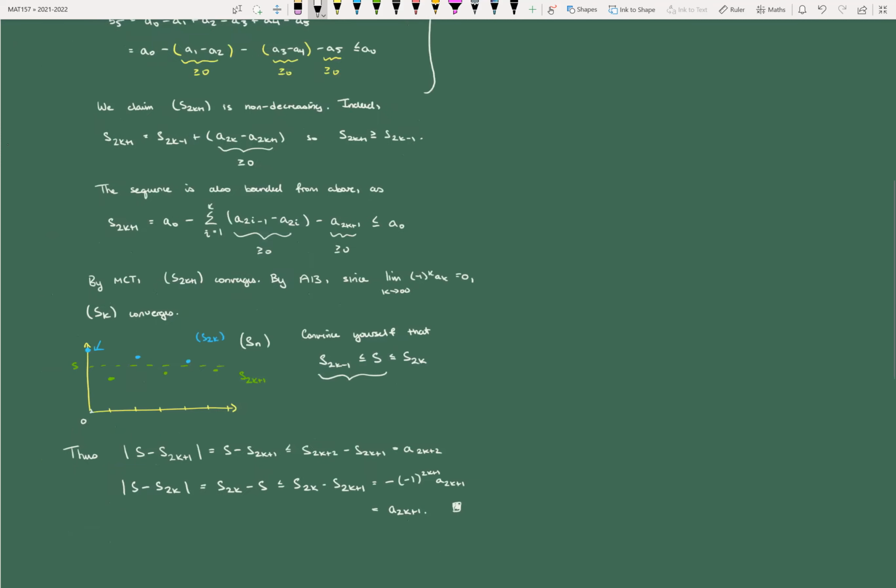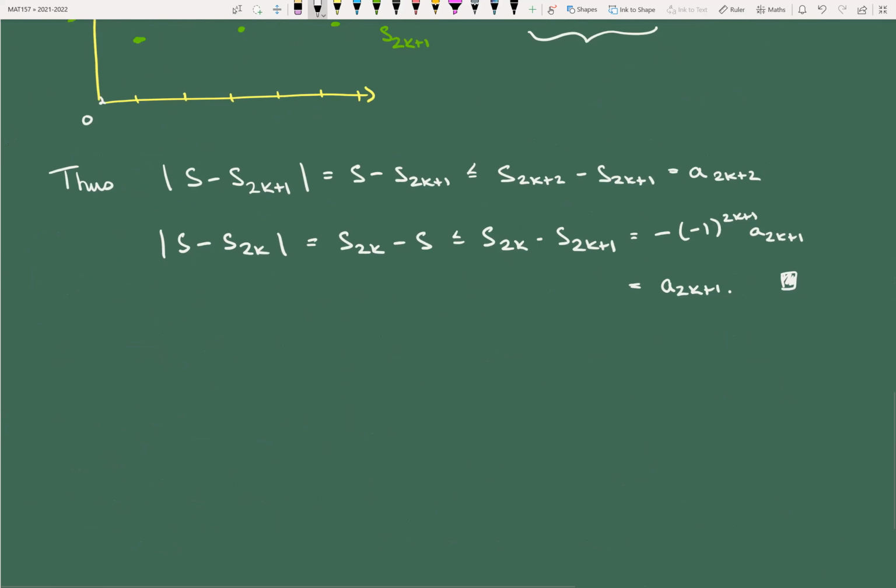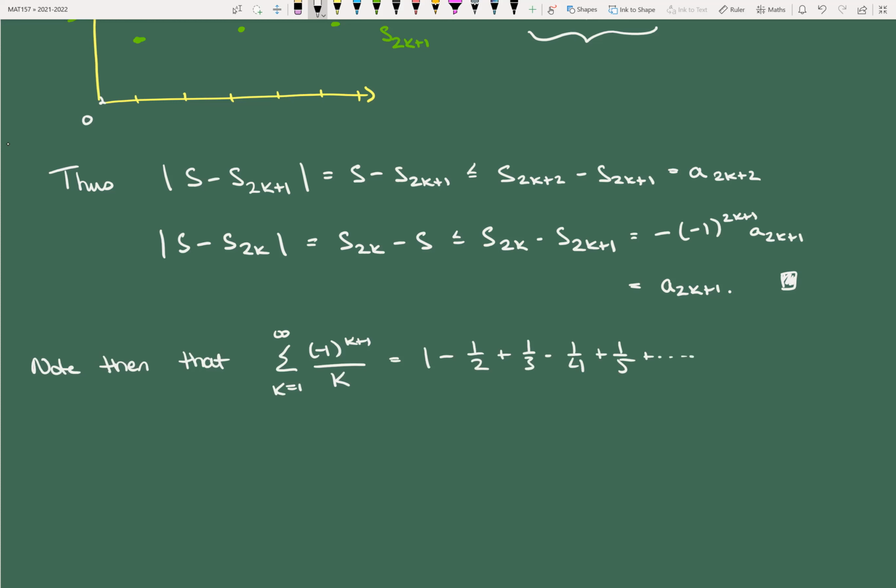So again, partial converse. What this immediately means is something cool happens. So let's say maybe as a note here. So note then, the sum from k equals 1 to infinity of negative one to the k plus one over k. You might say, why are you putting the k plus one here? We'll see that later. And actually, let me write out a few terms of this so we can see what's going on. So this is going to be what? 1 minus 1/2 plus 1/3 minus 1/4 plus 1/5, dot, dot, dot.